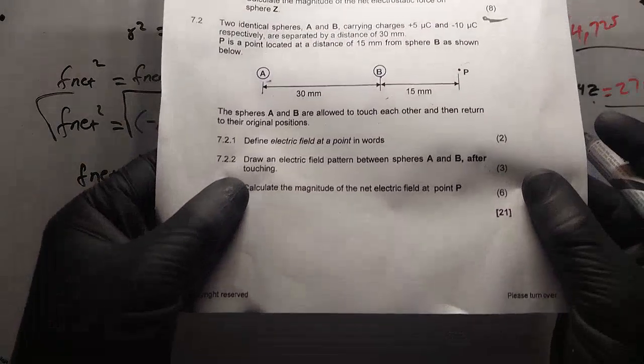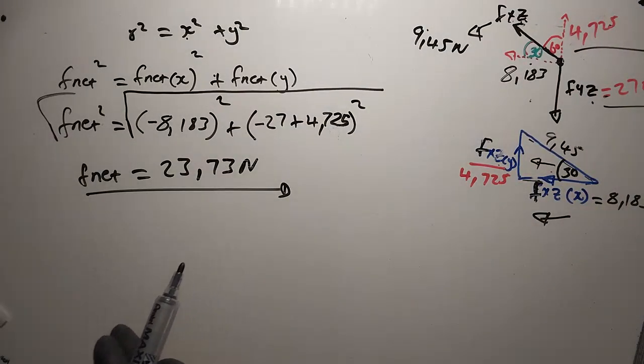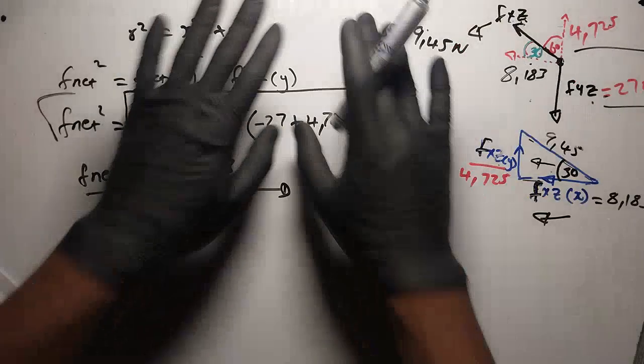They want you to define the electric field at a point. So how are you going to define that? It's so easy. Okay, so electric field at a point. We are done with this question.